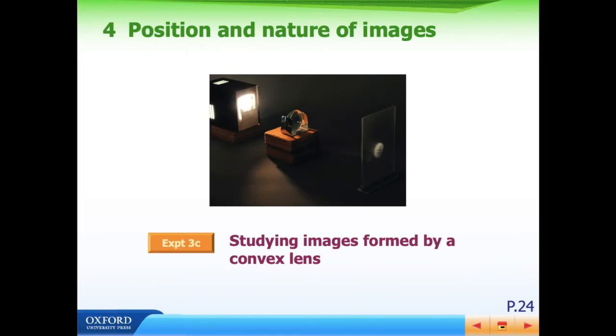Section number 4. The title of this section is Position and Nature of Images. In this section, we are going to discuss the characteristics of the images formed by a convex lens, given that the position of our object varies from point to point. We will also look into the position of the images formed by the convex lens once we adjust the position of our object. Now, to understand this concept, let us first have this experimental setup.